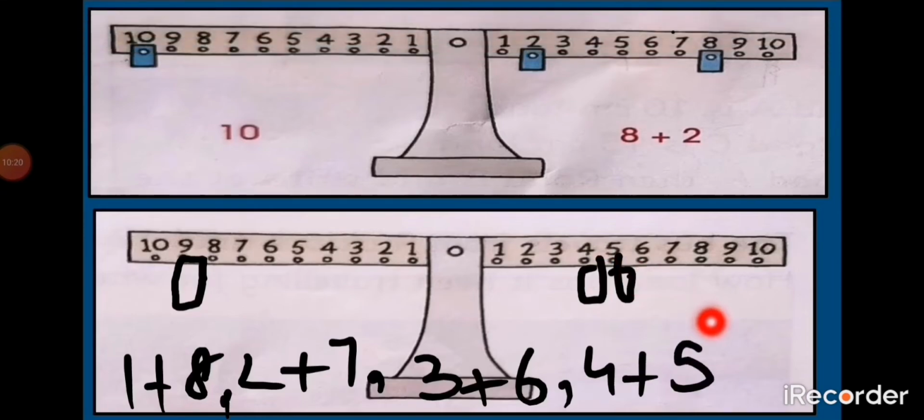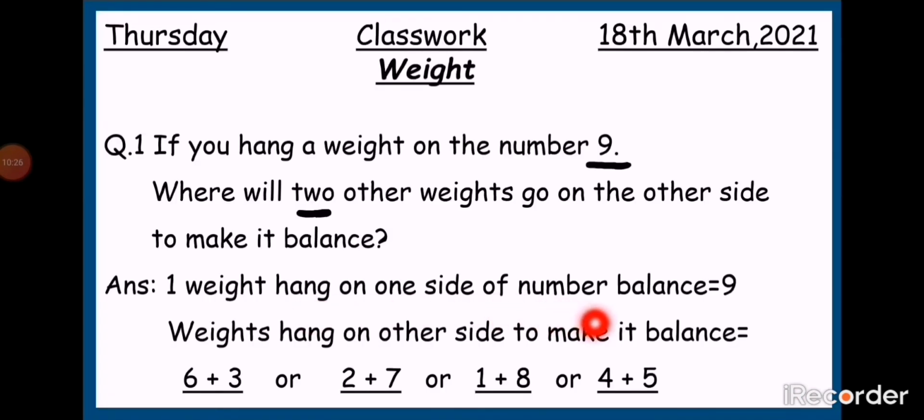We can also write 5 plus 4, 6 plus 3, 7 plus 2, 8 plus 1. Both ways are right. I've written all the options here. You can write it that way: 6 plus 3 or 2 plus 7 or 1 plus 8 or 4 plus 5. These are the options. So these are all the number pairs of 9, or they can balance 9 which is present on the other side of the number balance.